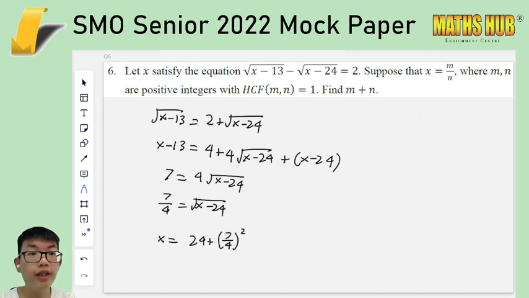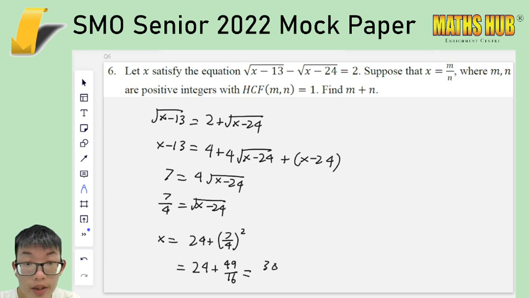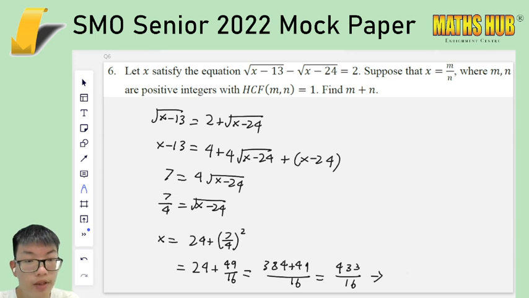The question is asking you to give your answer in this way. Write it as an improper fraction and then sum the top and bottom. So we'll just do exactly that. So put this together, 24 times 16 is 384. And your answer is 433 plus 16, which is 449.